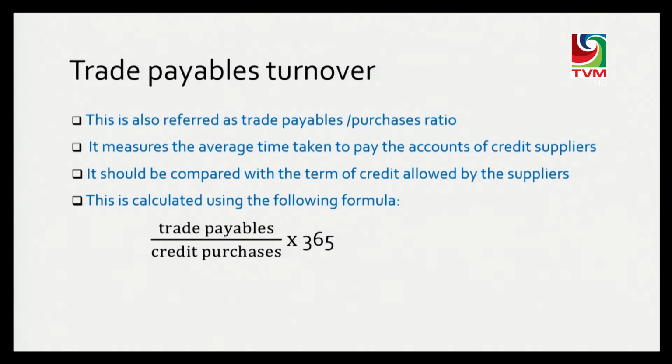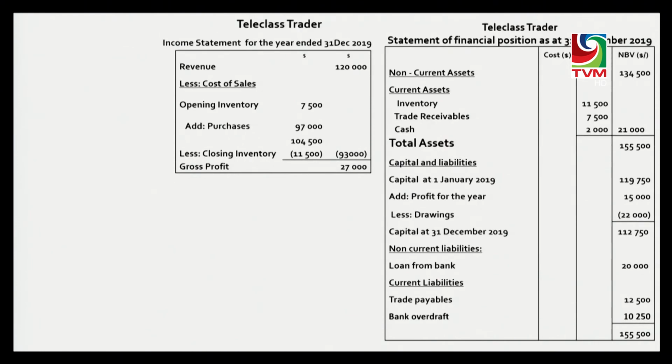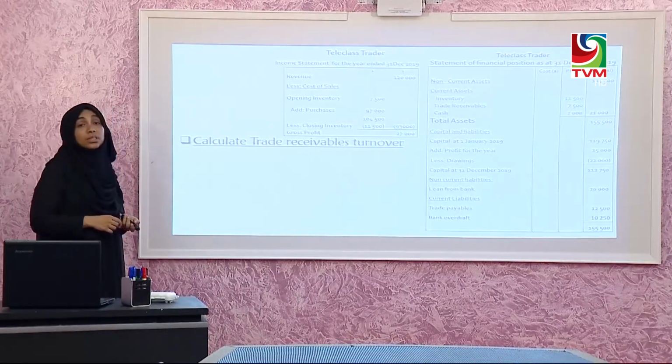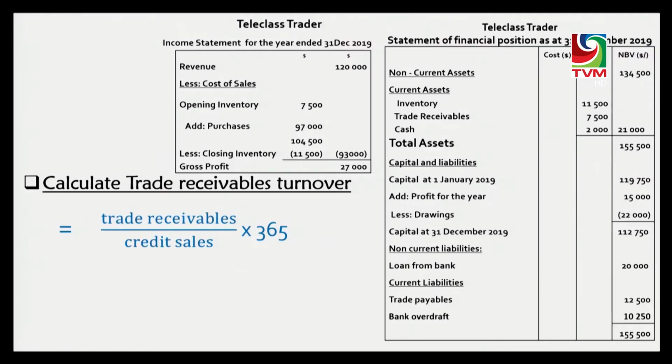Here also, if you are asked to calculate number of weeks, then you have to multiply by 52, and if you are asked to calculate number of months, then you have to multiply by 12. So here is the income statement and statement of financial position of Teleclass Trader, and you are asked to calculate trade receivable turnover. And the formula is trade receivables divided by credit sales times 365.